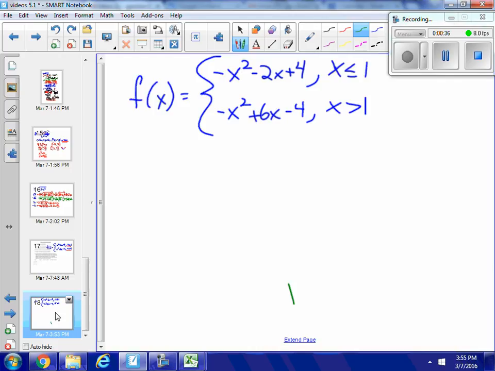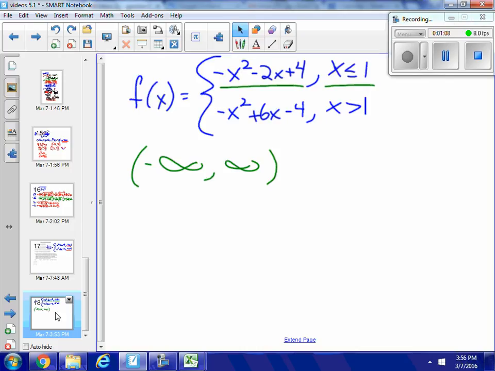If I'm looking at my top piece right there, well, it's a polynomial, and I know that a polynomial has the domain negative infinity to infinity. There are no denominators, no radical signs with variables under them, no logarithms. Domain is all real numbers, except this is telling us that x is less than or equal to 1. So the domain of this piece is negative infinity up to 1, inclusive.